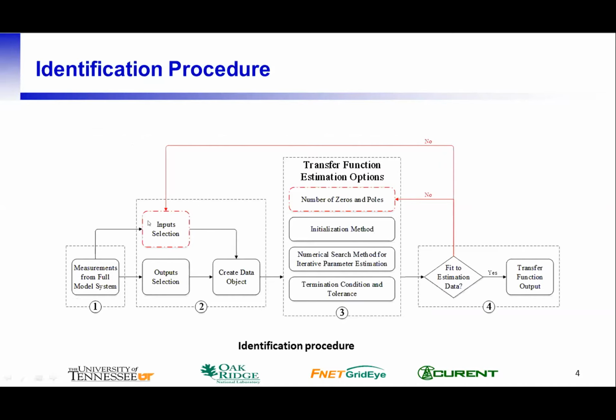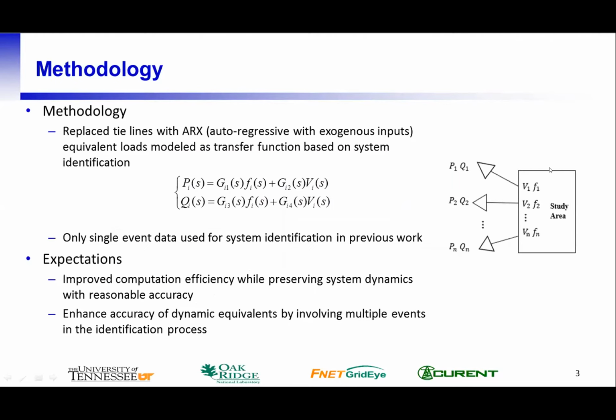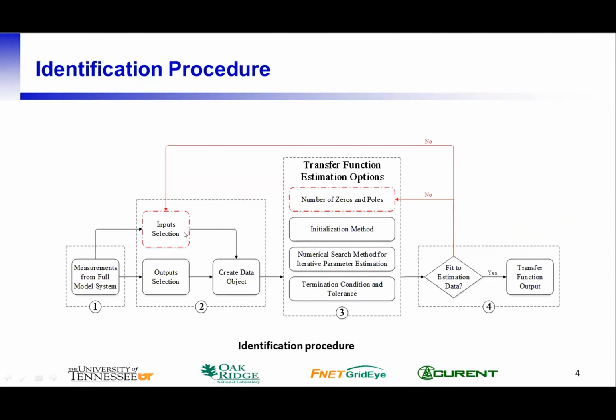First, we pick the inputs and outputs of the transfer function. In this case, the inputs would be the PMU measurements on the boundaries, which could be frequency or voltage measurements, and the output would be a tie-line active or reactive power flow. After we pick the inputs and outputs, we try different patterns of zeros and poles and adjust these parameters until the model accuracy is achieved.